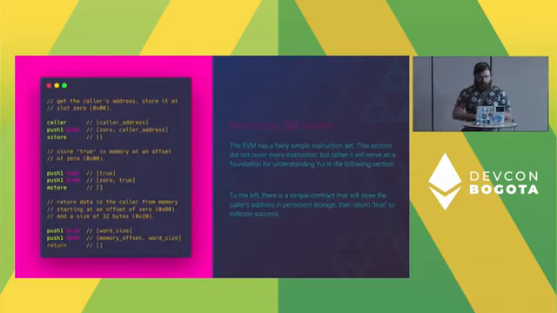So as a quick review, again, the EVM has a fairly simple instruction set. Most of what we've gone through is the bulk of what's actually going on under the hood. Of course, this section didn't cover every instruction, but it serves as a foundational understanding for you in the following sections. And so to the left, there's a simple contract that will store the caller's address in persistent storage, and then return true to indicate success, right?